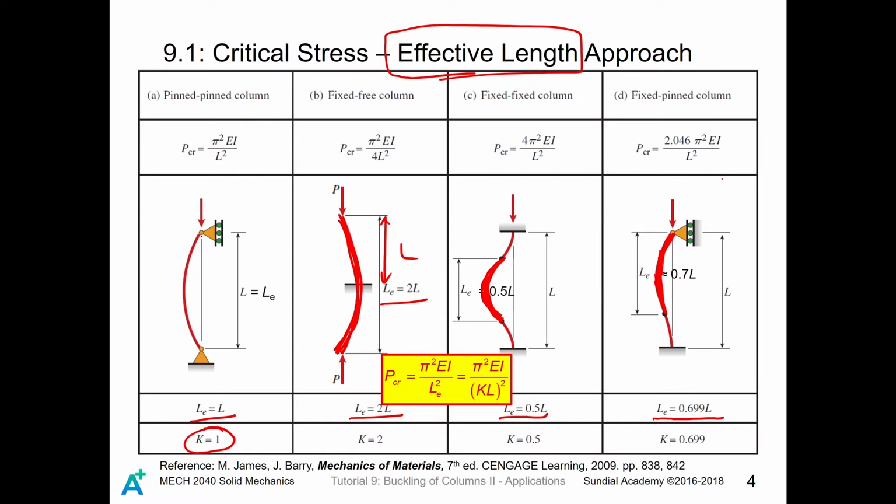Now we are going to introduce a new equation, which still defines the critical load of each column, but it could be much easier. Instead of using the differential equations approach, we can use P critical equals pi squared EI divided by the square of the effective length. The effective length is just the effective length factor times the original length, KL. So the critical load is given by pi squared EI divided by KL squared.